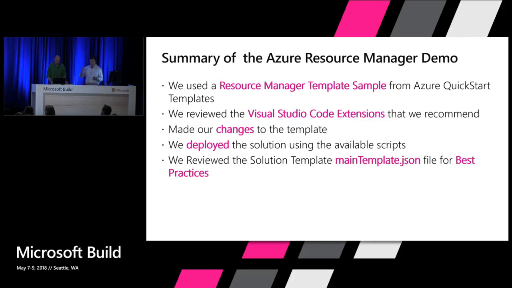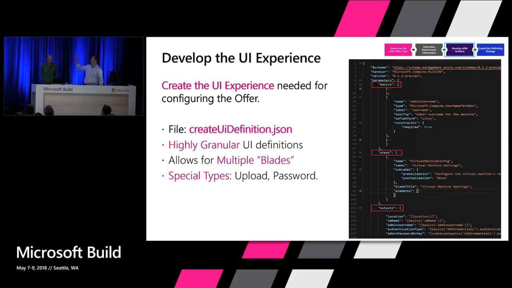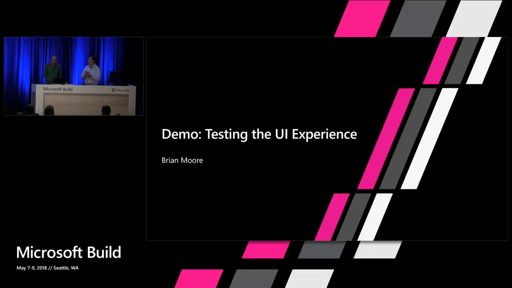Now the next part, remember there's 3 parts, is going to be the UI experience. So we have a pretty highly granular UI environment that allows you to create the same UI experience that you will get with any of the services on Azure. Okay? So you have the ability to basically have multiple blades. Blades, for people who don't know what blades are, are basically different steps. We call them blades, and this is the code for how you will see it. We have the ability to do uploads. We have special types that will allow you to do uploads, to put passwords in a secure way, to create uniqueness. And Brian is going to give us the UI that we need for our app.